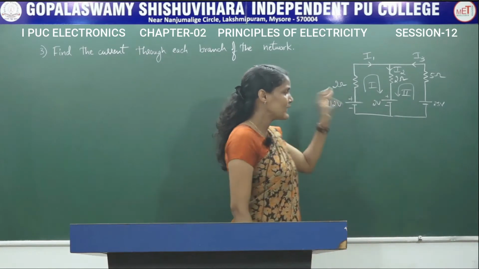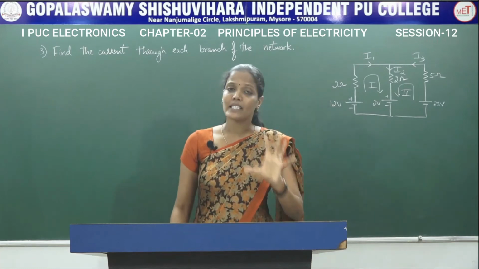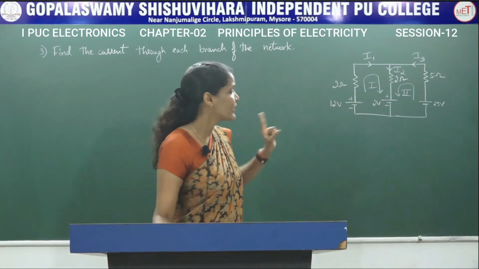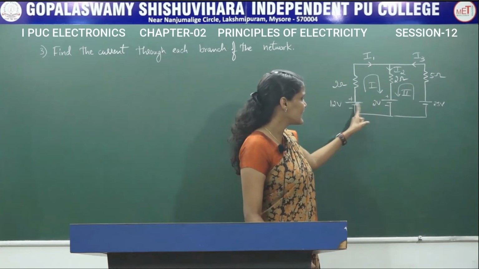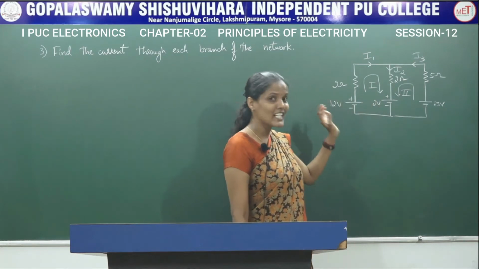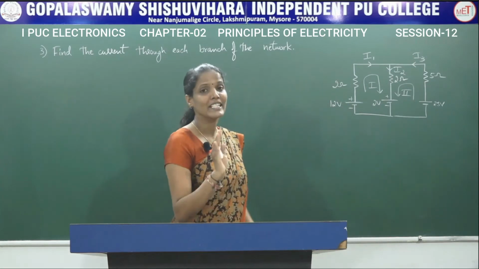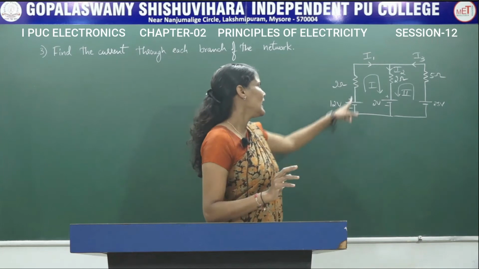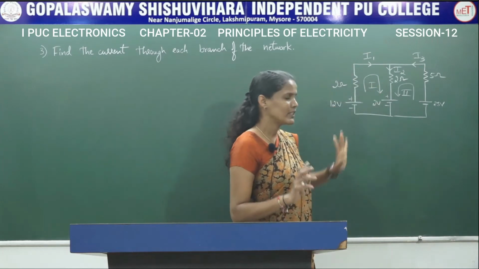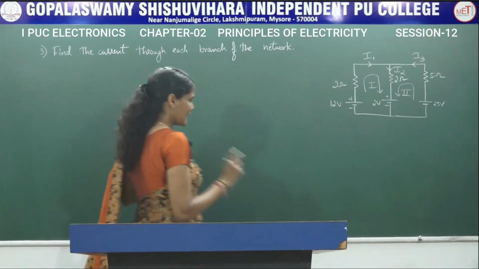So we have to apply KVL to the first loop, where KVL states the algebraic sum of the EMFs. Here I have to consider two EMFs, one is 12 volts and the other 2 volts. So we have to look at the sign conventions, whether to add or subtract. And here in the first loop I have two resistors whose values are equal to 2 ohms. So now let us write.